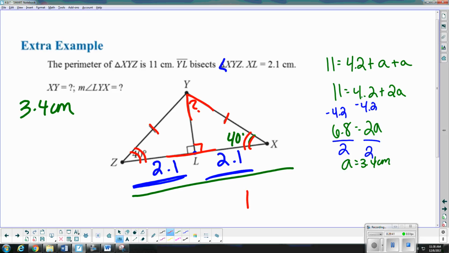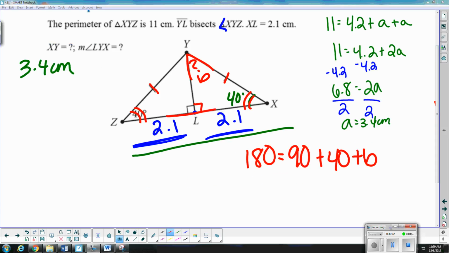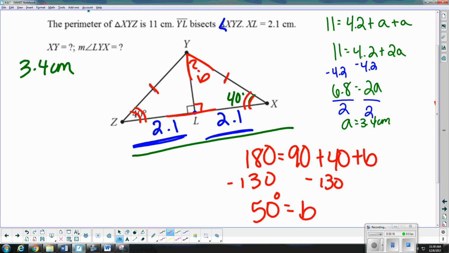We know that the sum of all the angles in a triangle equals 180 degrees. We'll just call this B, just so it's easier to use in our formula. So 180 degrees equals 90 plus 40 plus B. Again, we can do a little bit of algebra. We subtract 90 and 40 from each side, which totals 130. So 50 equals B, and again, B is angle LYX. So that's 50 degrees.